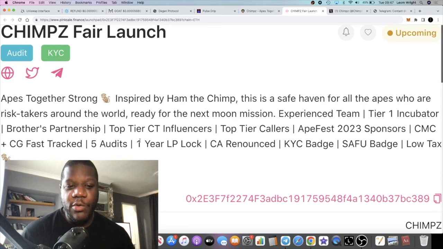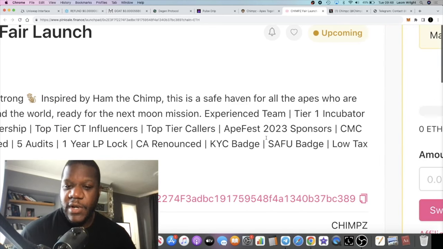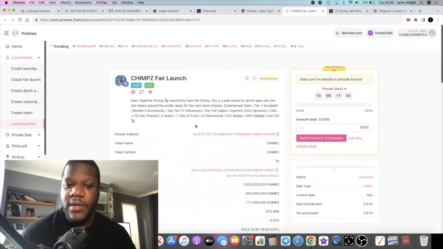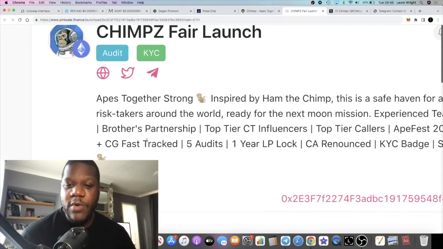You're going to see the liquidity locked for 1 year once this goes live. Contract renounced, KYC, audit, CoinGecko, was it CoinGecko?